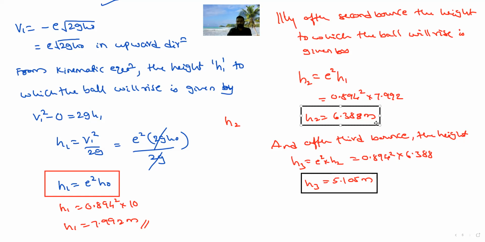In the exam, he may give the initial height and the coefficient of restitution. Then after striking, how much is the next height? Directly you can use E square into initial height. If he has given first height, second height, and is asking for the third height, then you have to find the second. Is it clear? Okay. So the remaining things will continue in the next class. In the next class, we'll complete this chapter.